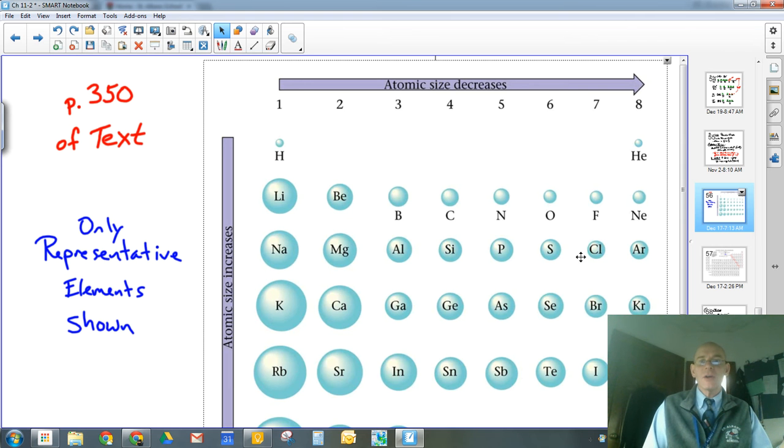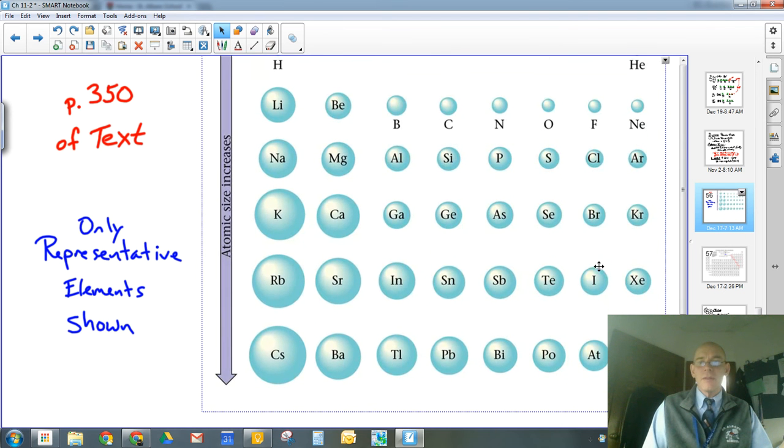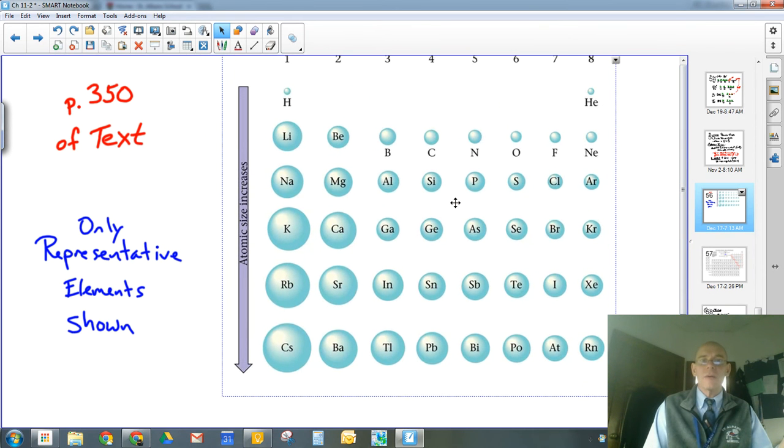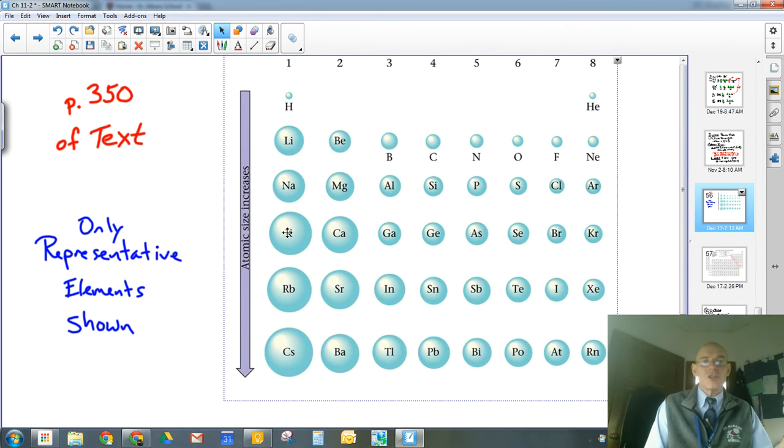And that's simply because the number of energy levels increases as we go from top to bottom on the periodic table. So the shells or number of layers of the onion increases as you go from top to bottom. And that's, again, the case for all of the representative elements. The atom simply gets bigger within a family from top to bottom.